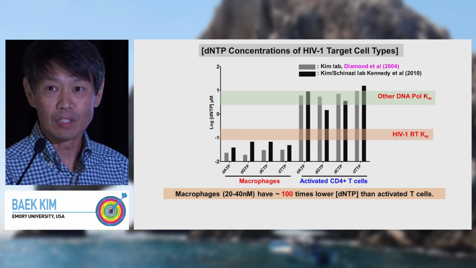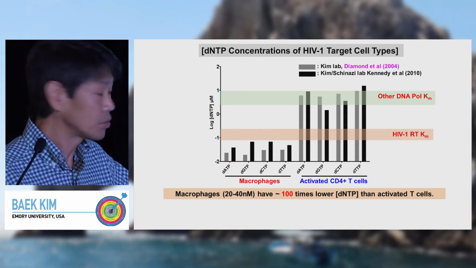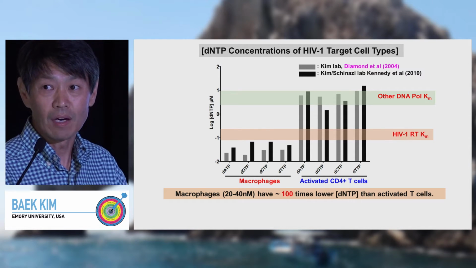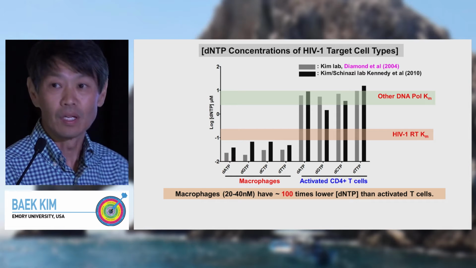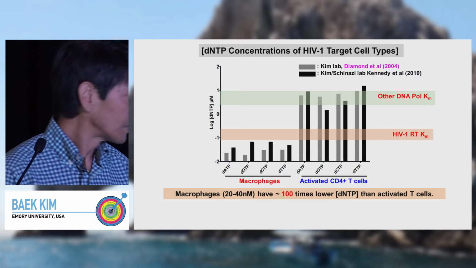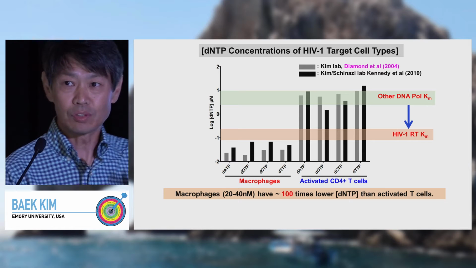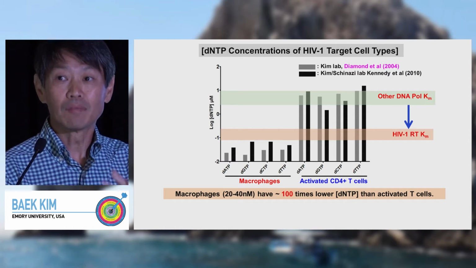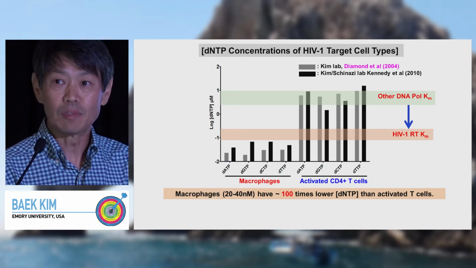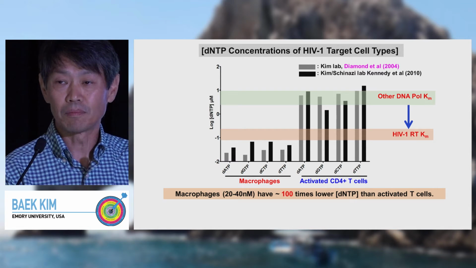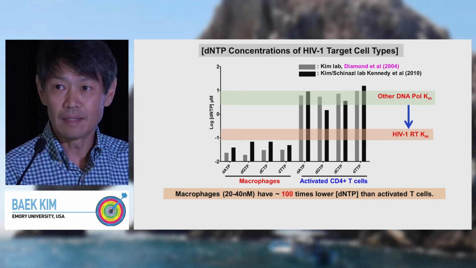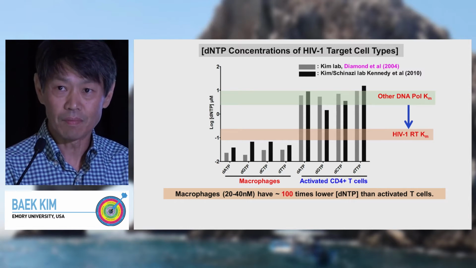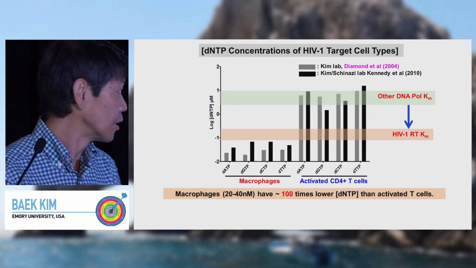Indeed, we found the HIV-1 RT Km is very close to the dNTP concentration found in macrophages. So, throughout many studies, we concluded that evolution probably happened so that HIV RT works very efficiently even at low dNTP concentration, in order to support DNA synthesis in the non-dividing cell, such as macrophages, where there's not much dNTP around.